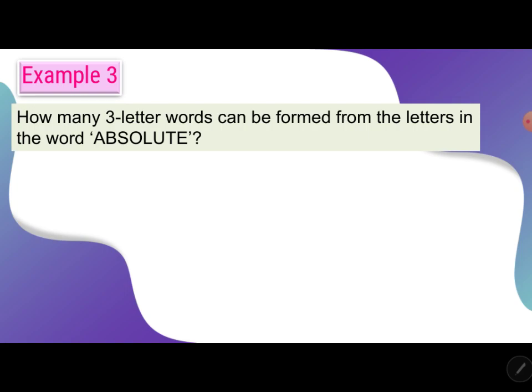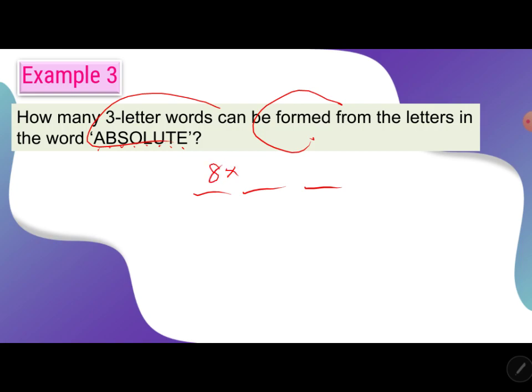Example 3. How many three-letter words can be formed from the letters in the word ABSOLUTE? How many letters are in this word? 1, 2, 3, 4, 5, 6, 7, 8. So we have 8 letters. What we want to form is only 3-letter words, so we have 3 places. For the first place, how many choices do we have? 1, 2, 3, all of these can be the choices. So we have 8 choices.